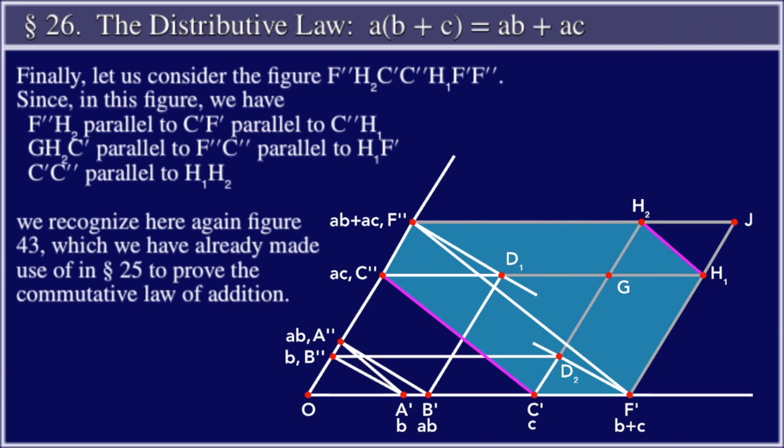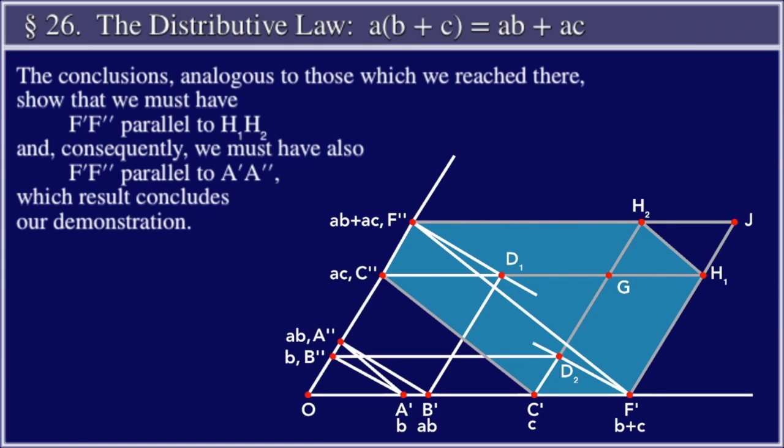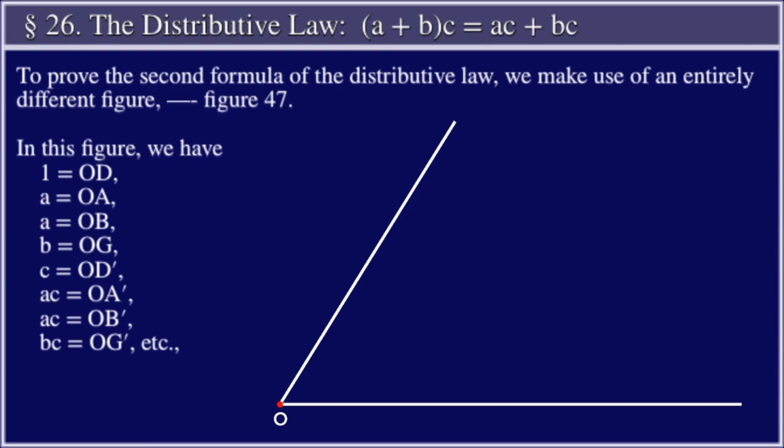We recognize here again figure 43, which we have already made use of in section 25 to prove the commutative law of addition. The conclusions, analogous to those which we reached there, show that we must have F'F'' parallel to H₁H₂, and consequently we must have also F'F'' parallel to A'A'', which result concludes our demonstration.